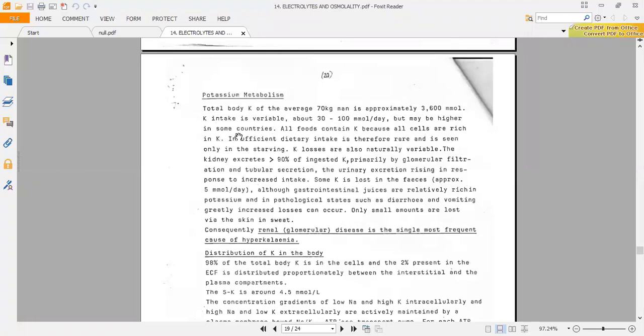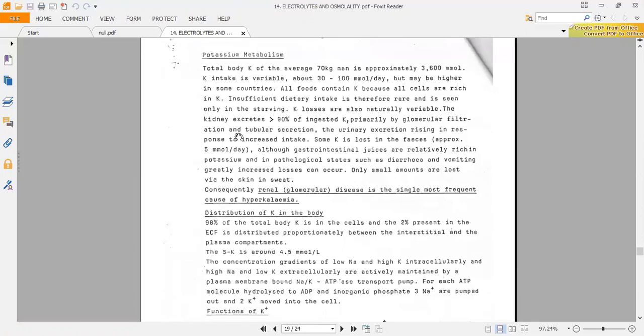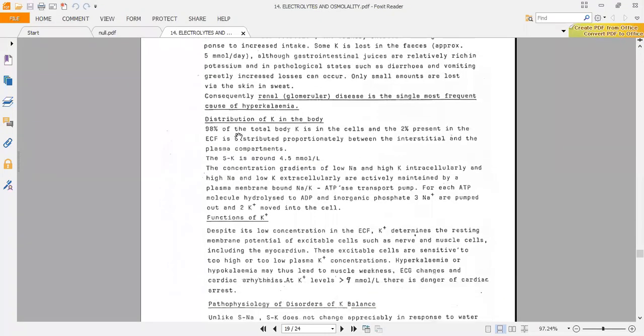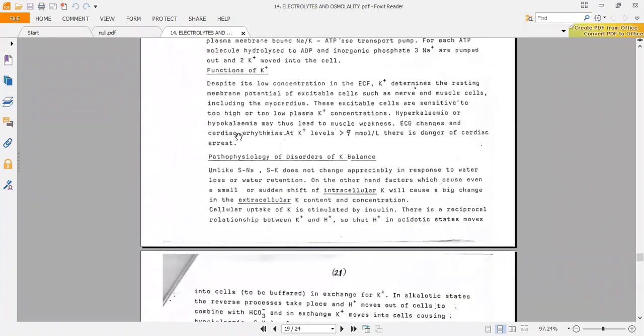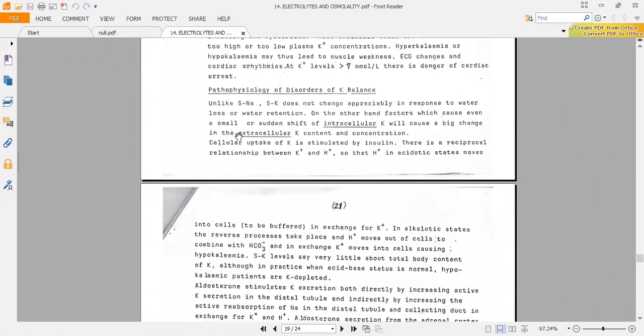Okay, good. We've talked about all these things. Let's look at the pathophysiology of disorders of potassium. There's a concept I want to introduce. This is very important. There's a relationship between potassium and hydrogen ions.